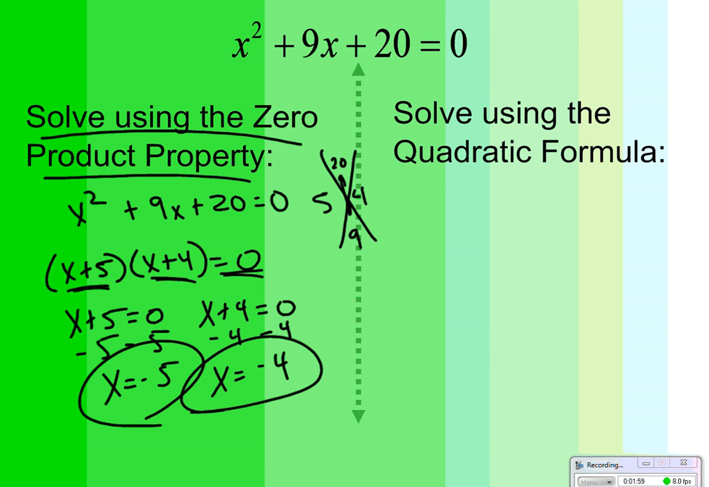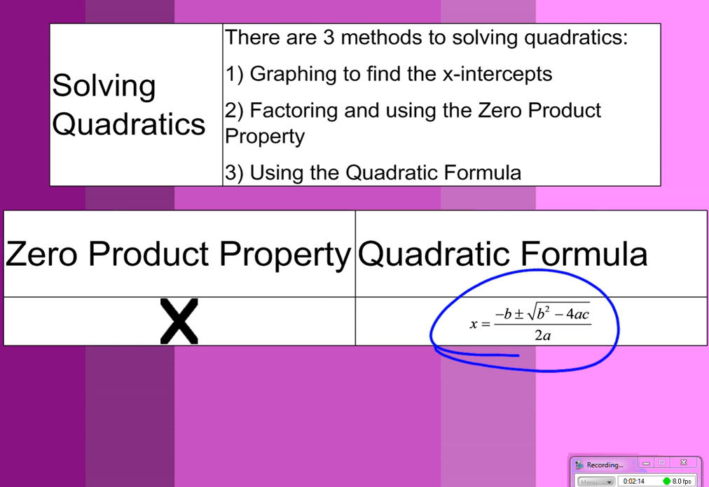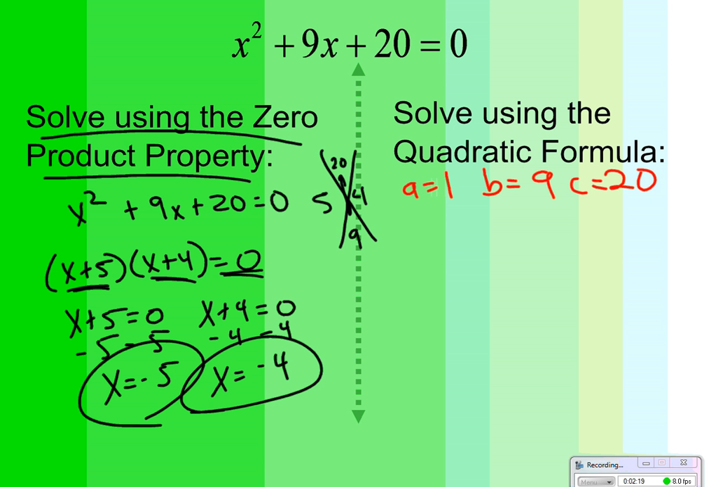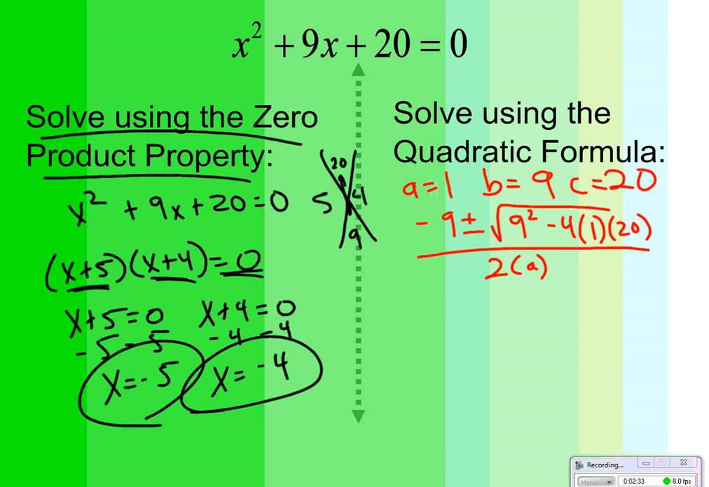The other way is using the quadratic formula. I like to write down what A, B, and C are, with the signs, just to keep things straight. That way I know exactly what I'm substituting in for. So jumping back, it's negative b plus or minus the square root of b squared minus 4ac, all over 2a. So negative b plus or minus square root of b squared minus 4 times a times c, all over 2 times a, which is 2 times 1.